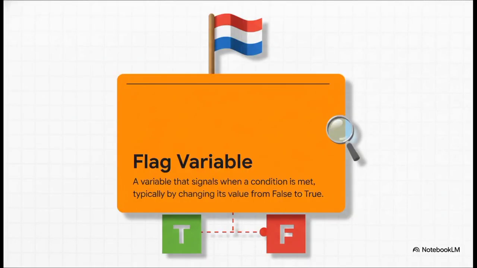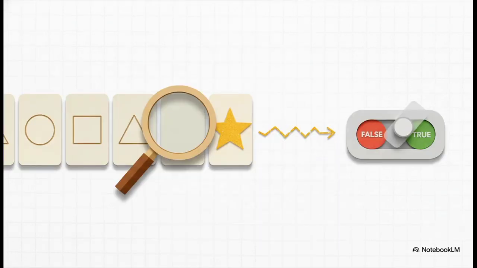And the solution is a flag variable. We can call it found and just set it to false to start. So the process only runs while found is false. Once we get our card, we just flip that flag to true.